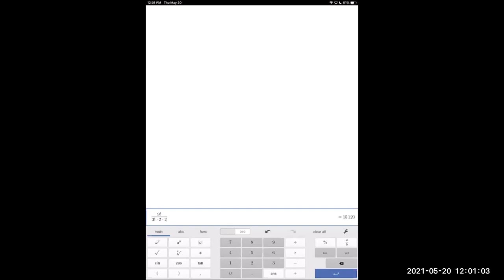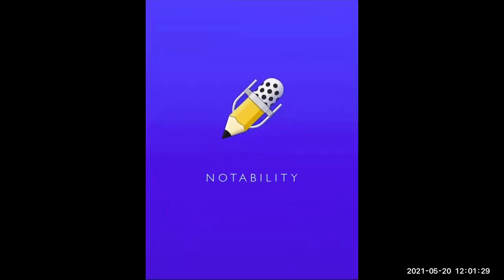What was that button called? Prob? PRB. If you are using a scientific calculator, it might be under PRB. So if you're using your own scientific calculator, look for a button that says PRB. There should be an exclamation mark or factorial button there. Okay, 15,120.